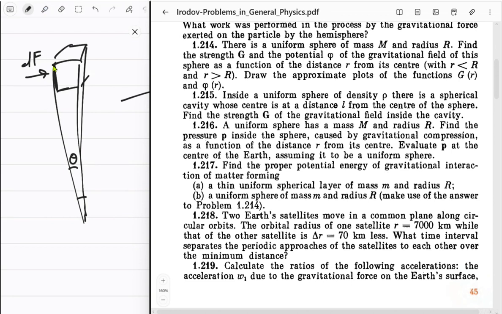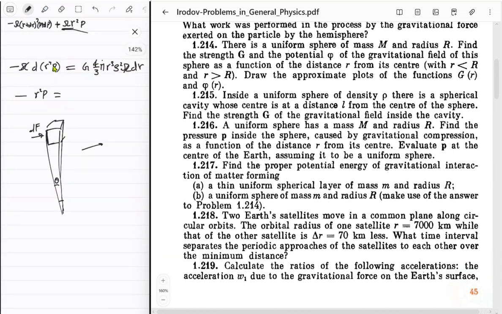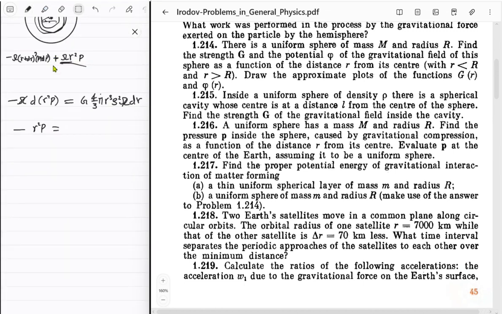But then, how does this equation make sense? It's saying, what is this? d(r square p) is equal to this guy. This is the gravity force that you're putting in. Alright. d(r square p), you're saying, the r is increasing or whatever. Doesn't really matter. We got this stuff. No, the pressure cannot be zero. That is wrong. This is wrong.